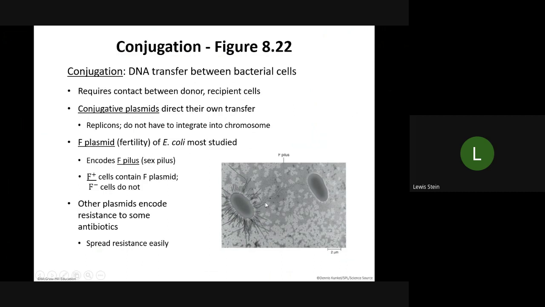And though it's not easy to see this particular appendage here, this is the so-called fertility or F pilus. It is a hollow tubule that's distinctly designed for genetic transfer, and not all organisms have it.